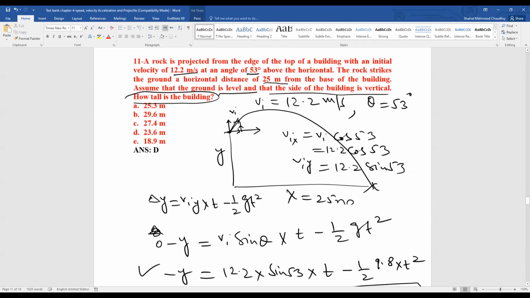So here in this question, you can see the ball is projected from the top of the building. It is going up and then coming down. It is not like this one. Okay, so you should keep this in mind.